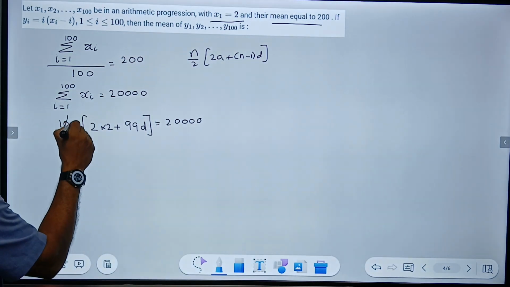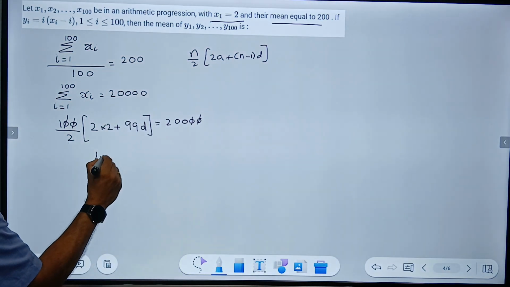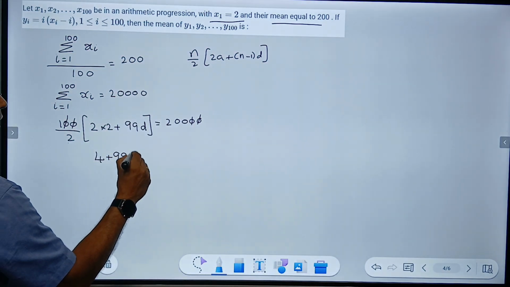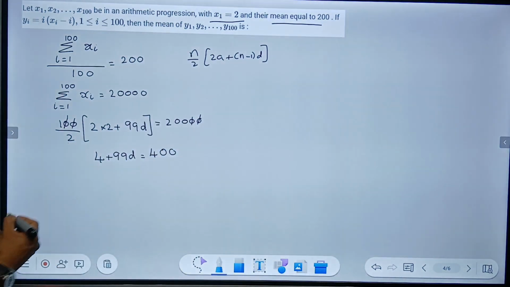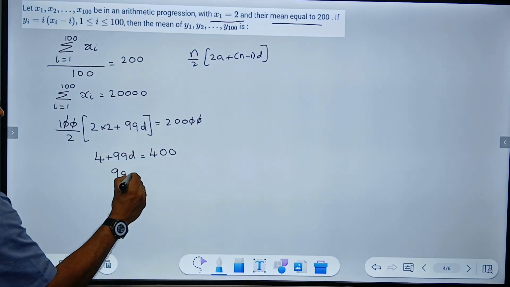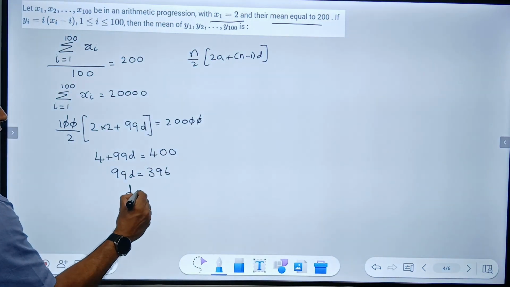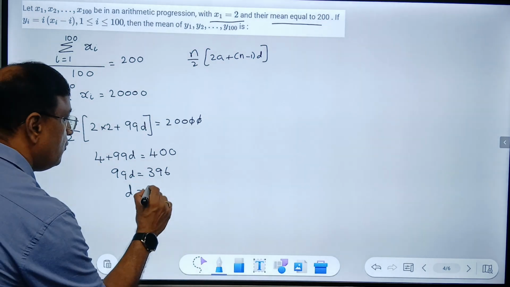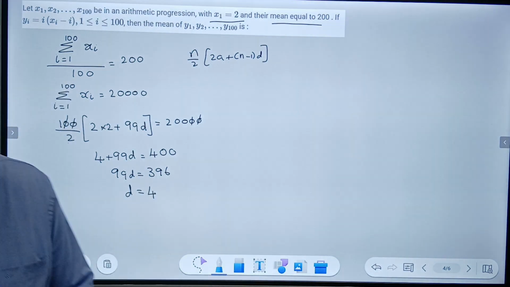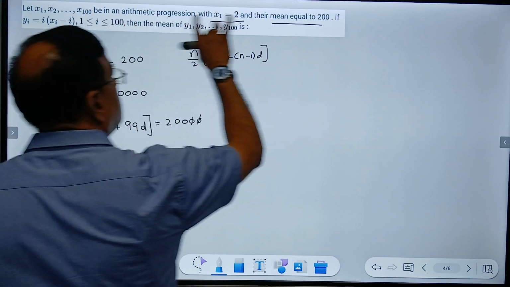Now these two zeros can be cancelled. So what are you left with? 4 plus 99d equal to 400. I'm cross multiplying. So 99d equal to 396. So what is d equal to? 396 divided by 99 will be 4. So I have found the common difference. Okay, that finishes that part.